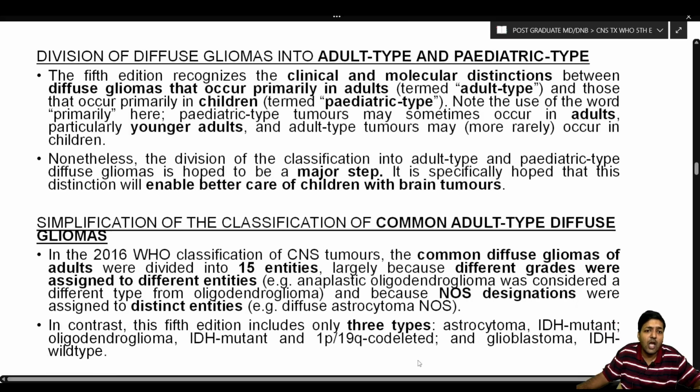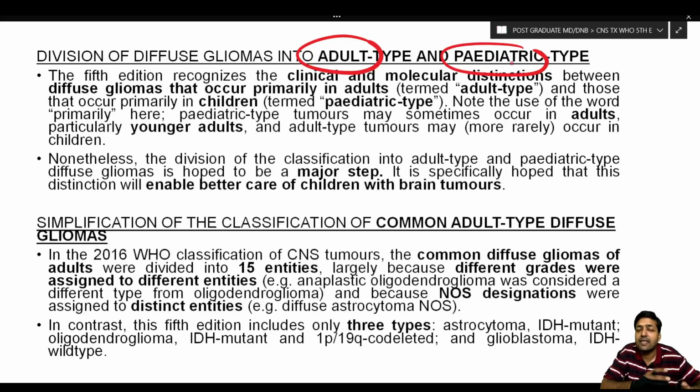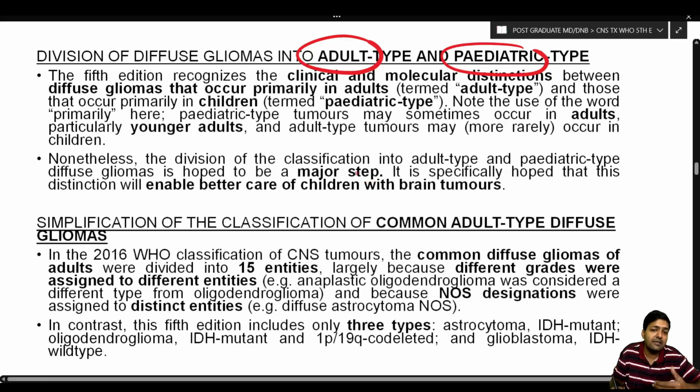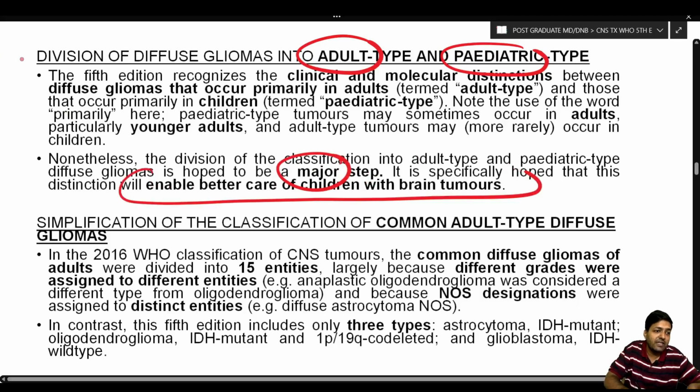So, the division of diffuse gliomas into adult and pediatric type, as I already said. When I say there is an adult type and a pediatric type, it primarily means that those under the heading of adult type will mainly occur in adults only, except in rare cases they might affect the pediatric group also. And those entities under the pediatric group primarily occur in the pediatric age group, and rarely they might affect adults as well. So primarily they are adult and pediatric type, very important. And this was a very important step because it enabled better care of children with brain tumors. This is the first important change of this classification of gliomas.